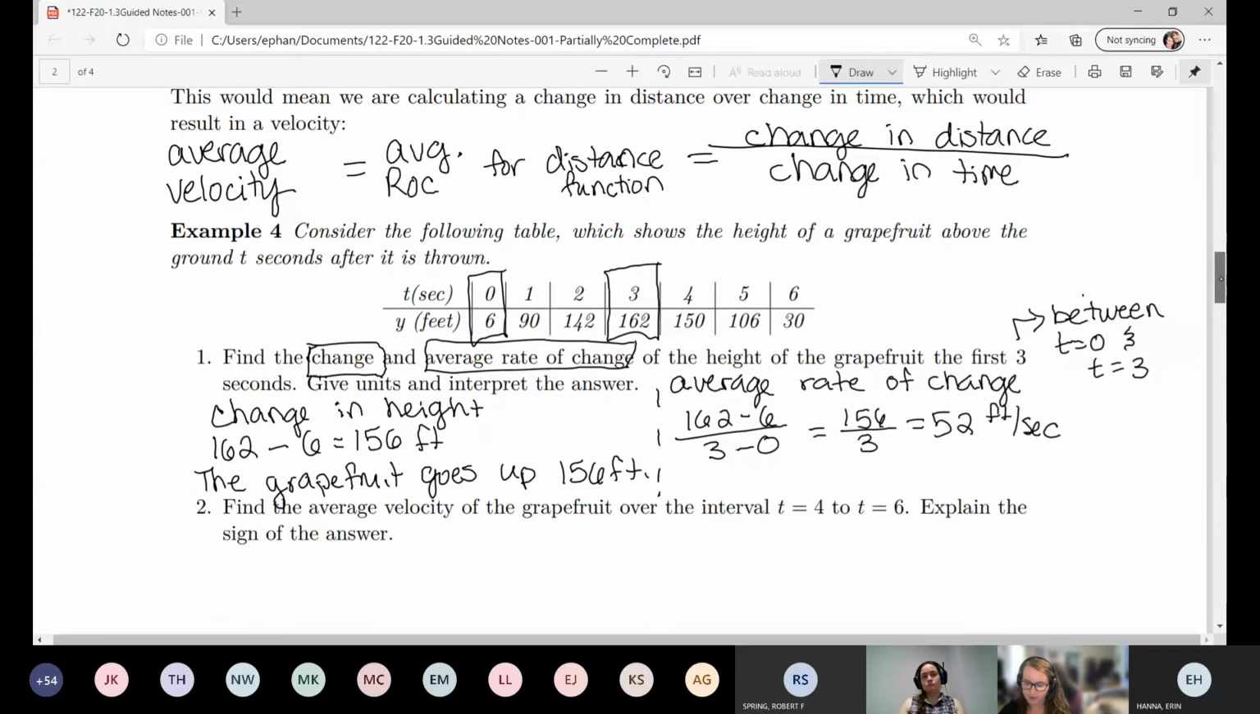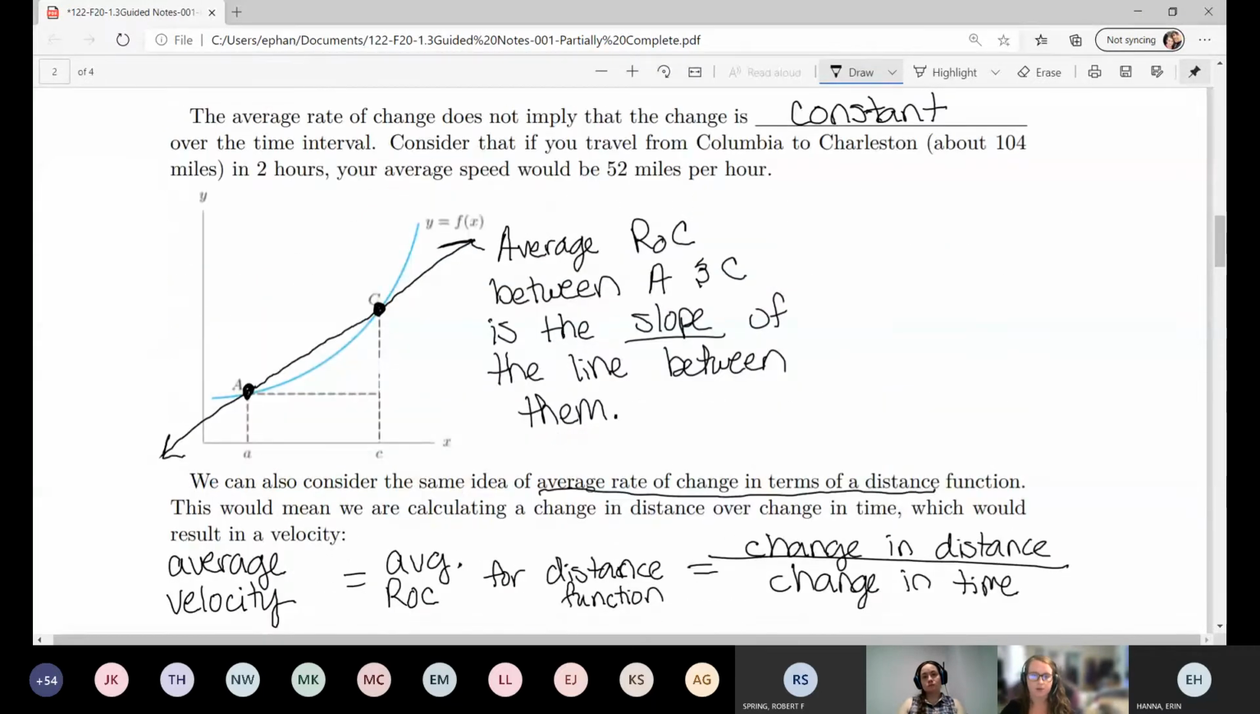So I'm going to scroll back up really quick. We'll be back down in a second. So remember what we said on Friday, this is not telling us that it's constant over that time interval. It's telling us on average what is happening. So that's how we're going to think about our interpretations for the average rate of change.